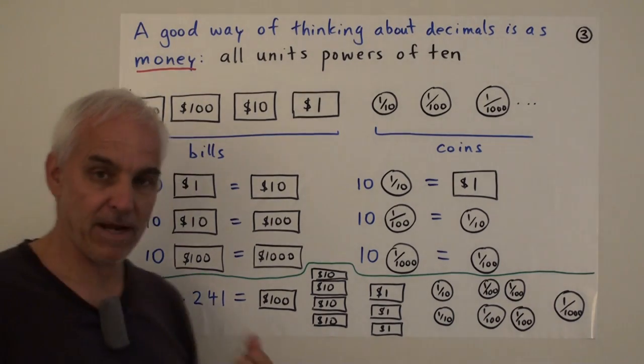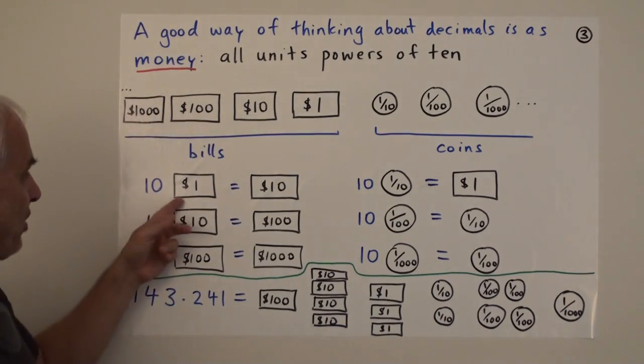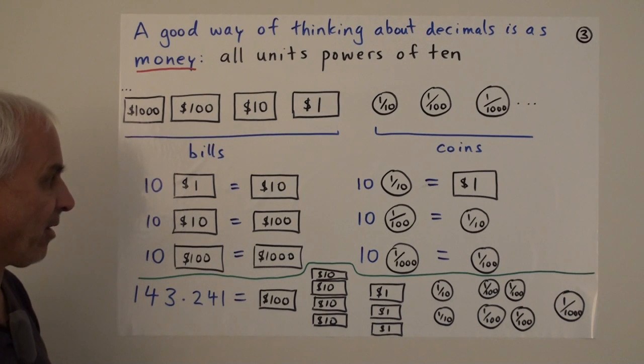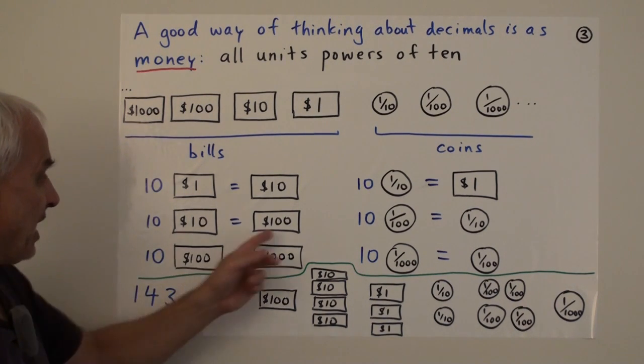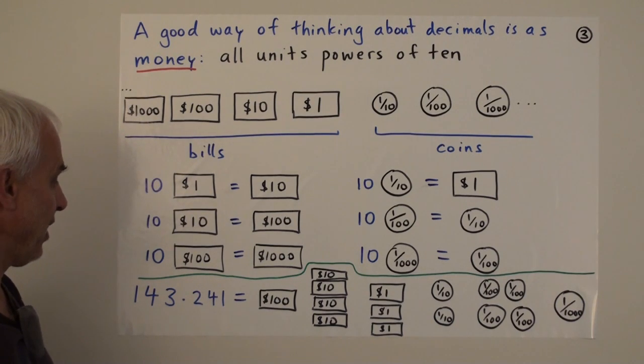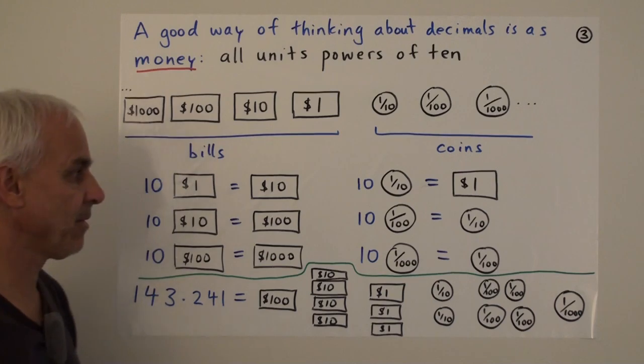Okay, and then the whole thing about money is that there's the possibility of exchange. That 10 $1 bills is the same as a $10 bill. They're equivalent. 10 $10 bills is the same as one $100 bill. 10 $100 bills is the same as one $1,000 bill.